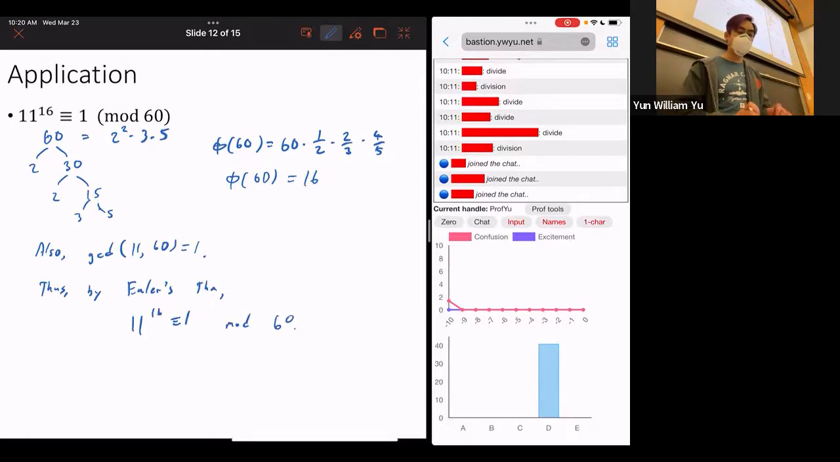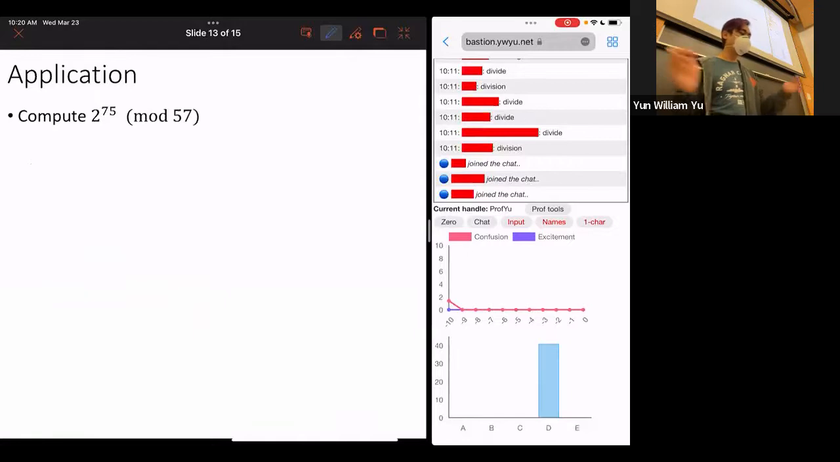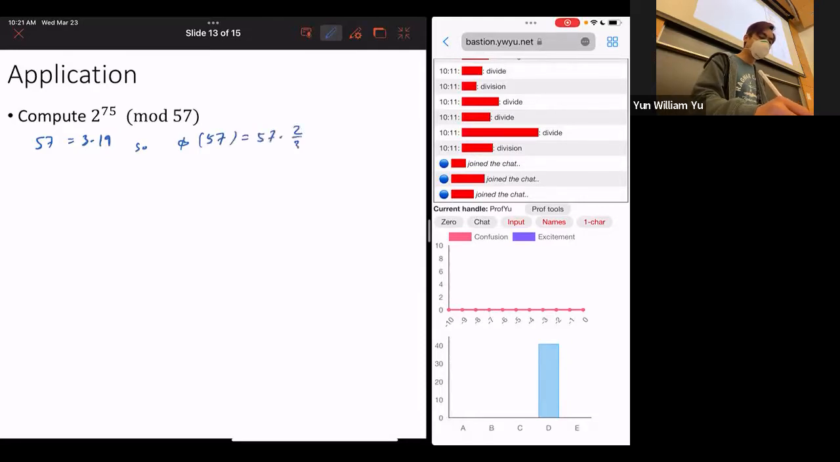Let me give another example before I have you all try it out. So let's say I want to compute 2 to the 75 mod 57. So remember last time when we had mod 57, because 57 is not prime, things went wrong when we tried using Fermat's little theorem. But now we have Euler's theorem, which is even more powerful. So 57 is equal to 3 times 19. So phi of 57 is equal to 57 times 2/3 times 18 over 19, which is equal to 36.